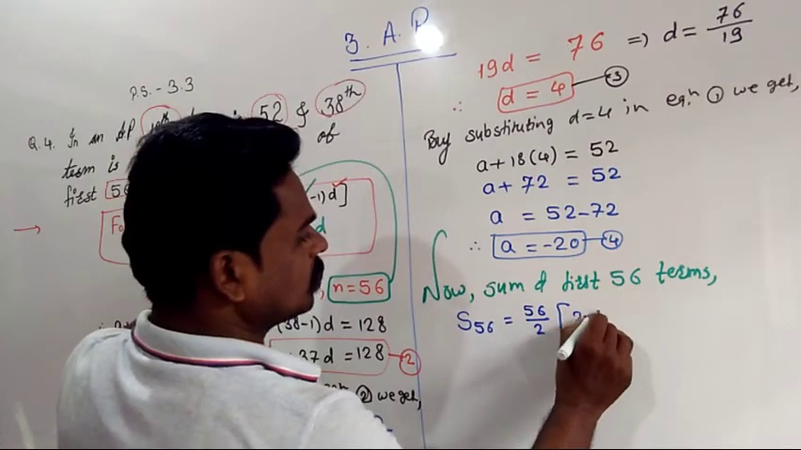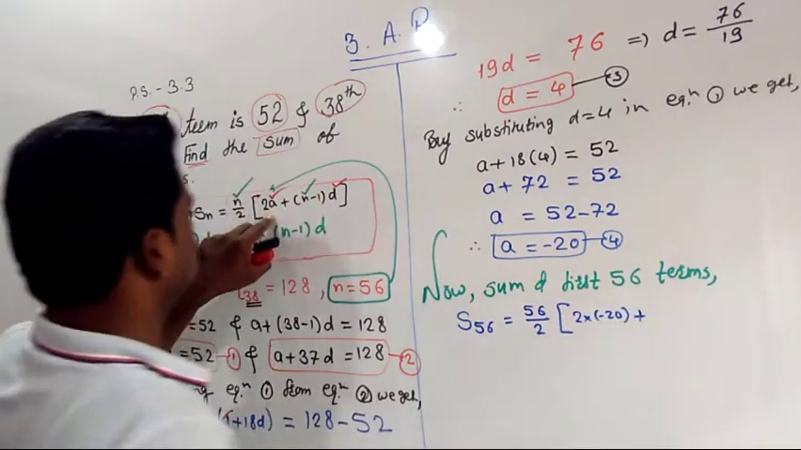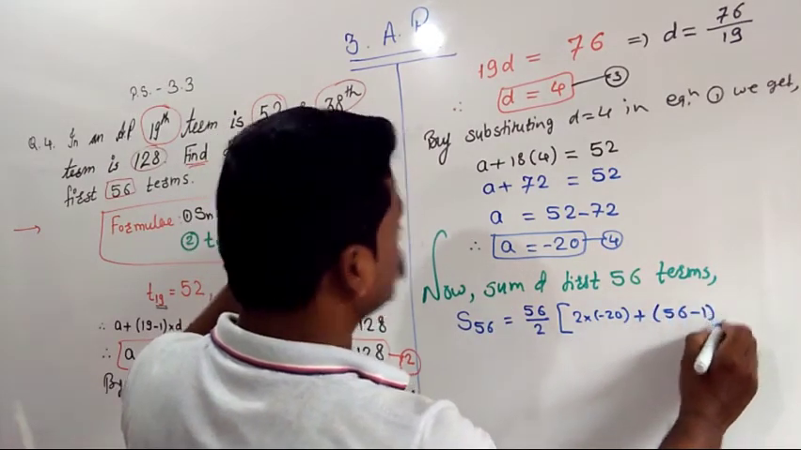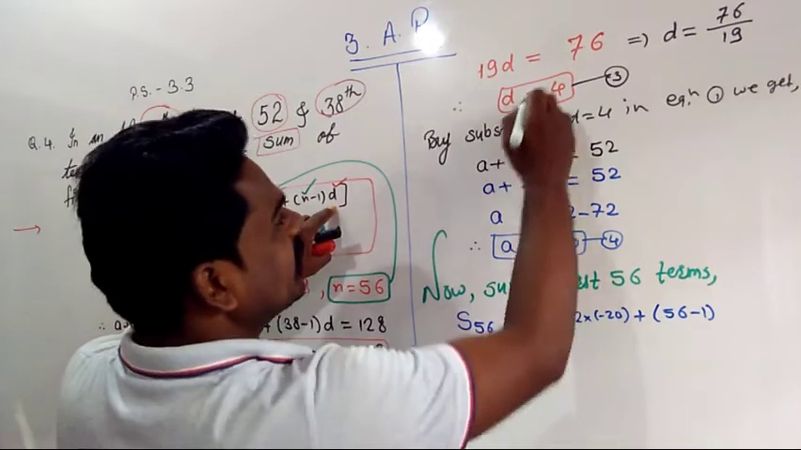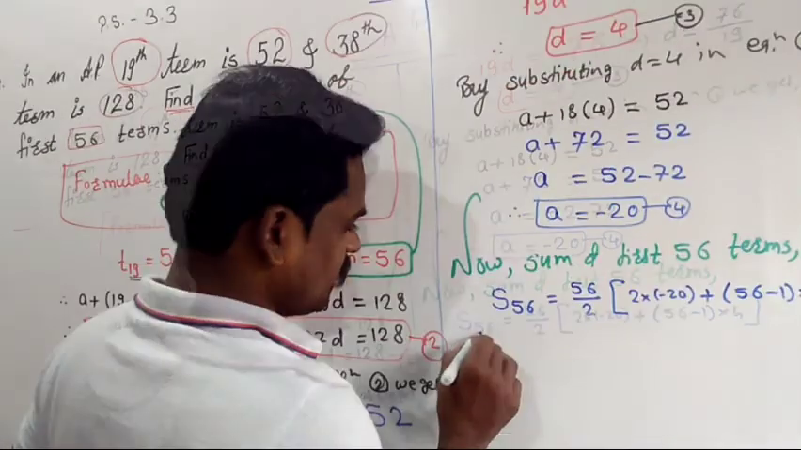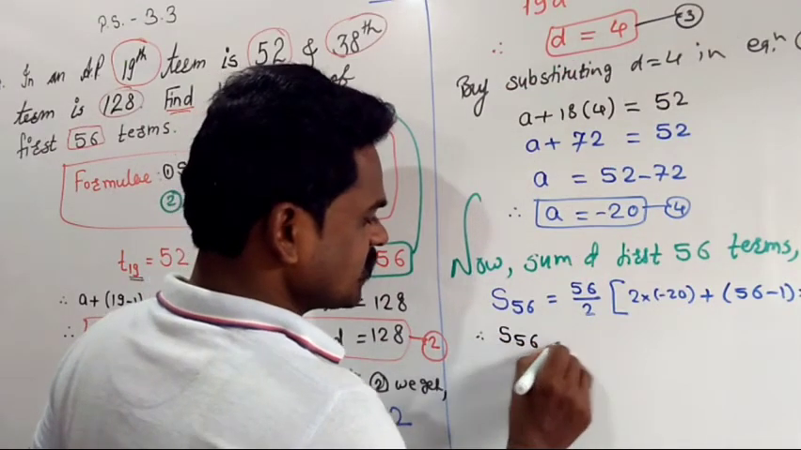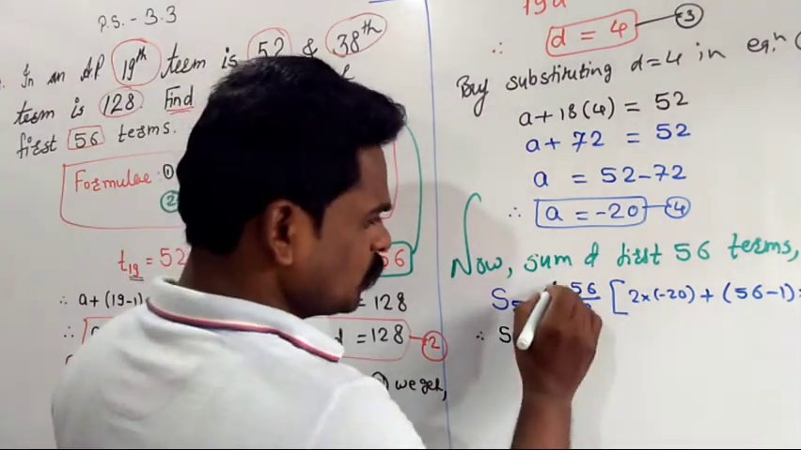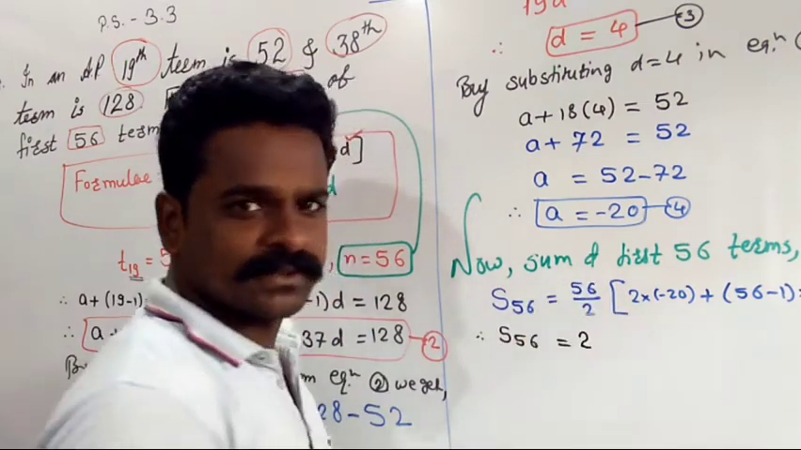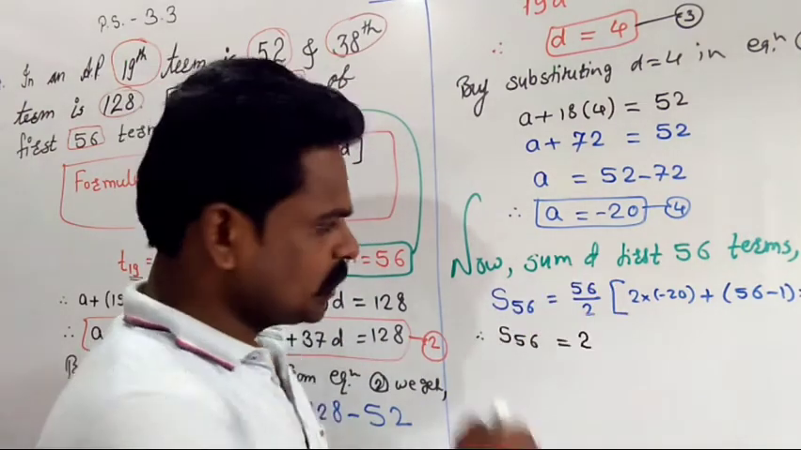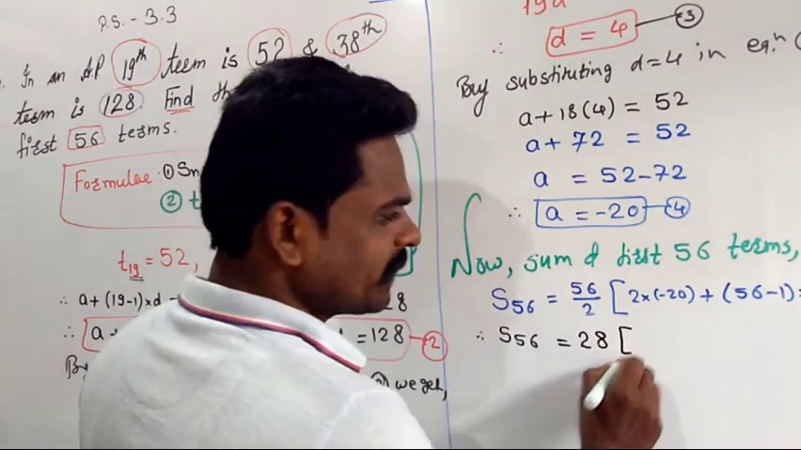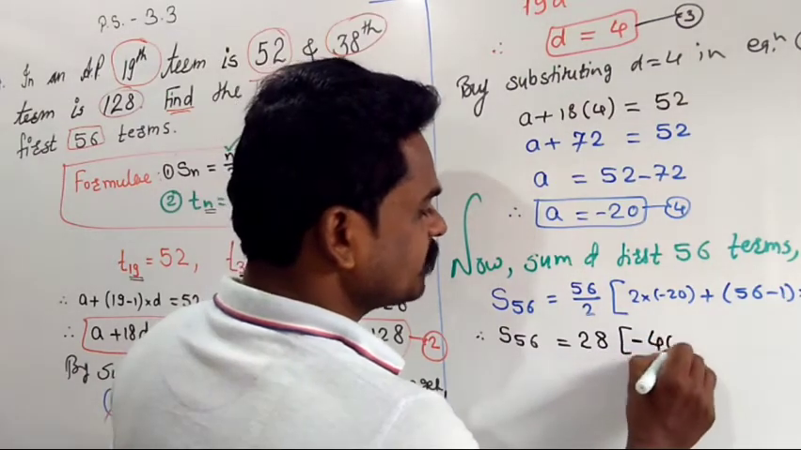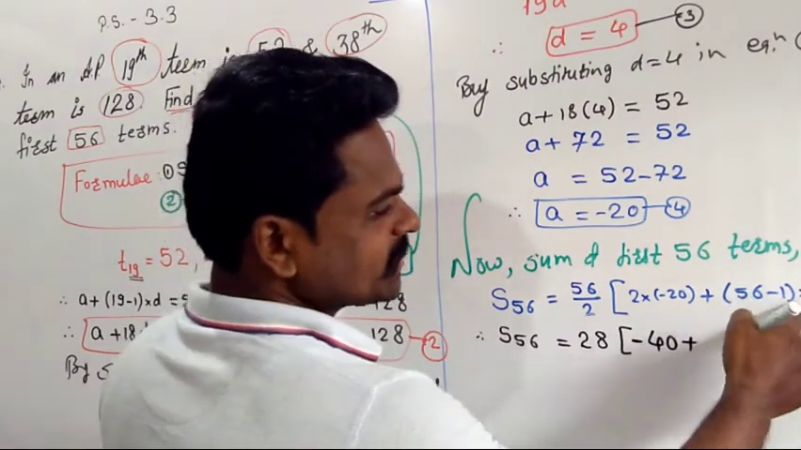So 2 into minus 20 plus n minus 1. N is how much? 56. So 56 minus 1 into d. D is how much? It's a 4. No problem. So therefore S56 is equal to 56 upon 2. Simple division, 2 2s are 4, 1 left, it will become 28. Into the bracket, minus 20 into 2, minus 40. So it is minus 40 plus 56 minus 1.